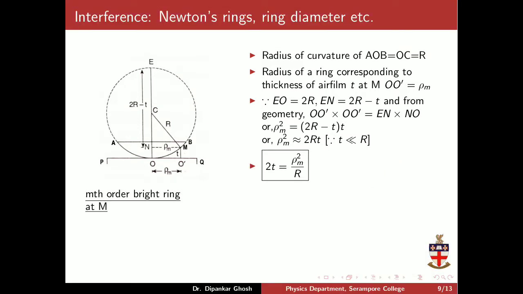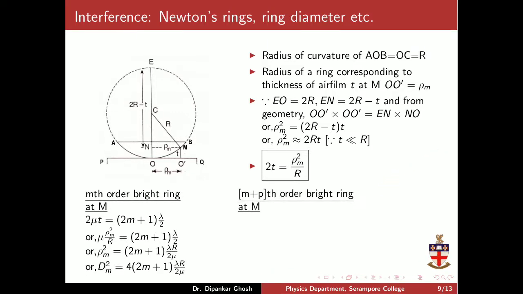Now, if at the point M we have mth order bright ring, then 2 mu t will be equal to 2m plus 1 lambda by 2. I am not going to emphasize once again why. You know by now why. And we just replace 2t by rho m square by R. You have mu into rho m square by R equal to 2m plus 1 lambda by 2. So rho m square is equal to 2m plus 1 into lambda R by twice mu.